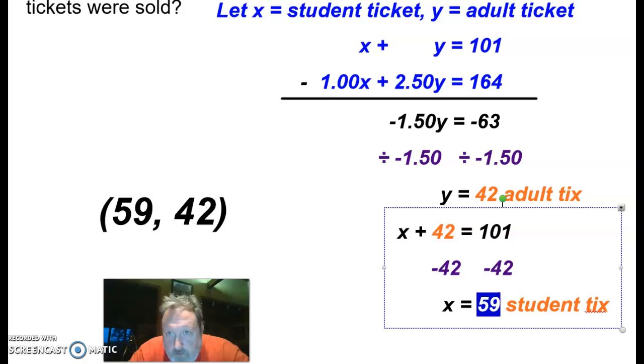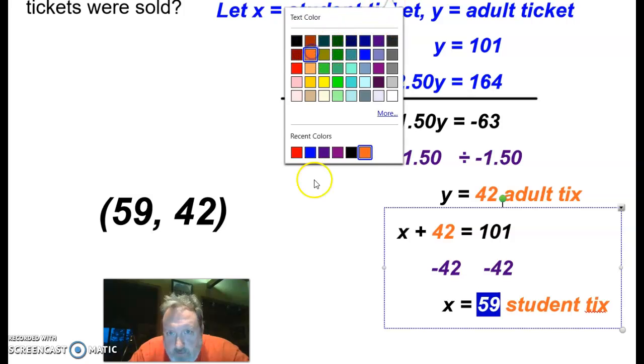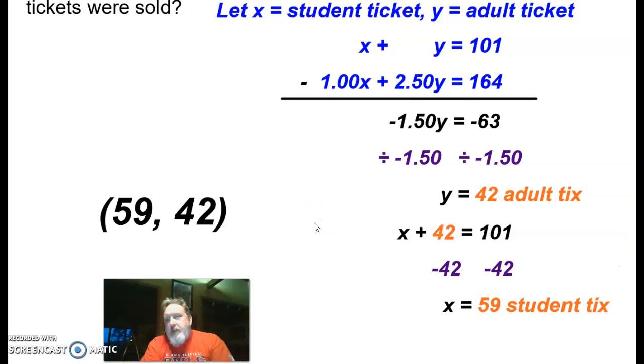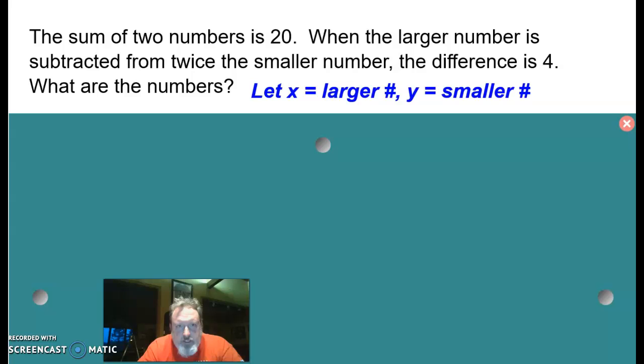And that's why you should always double check your answer. 59 and 42, that will give us 101 tickets. Now we are sitting correctly there. So again, 42 adult tickets, 59 student tickets for a total of 101, and that will give us our $164 in total profit.